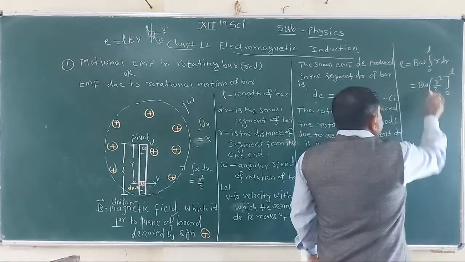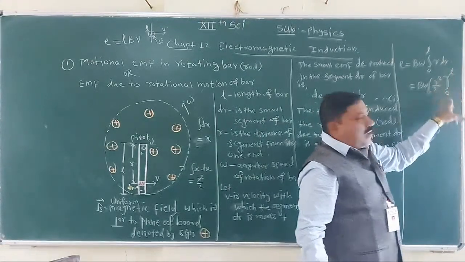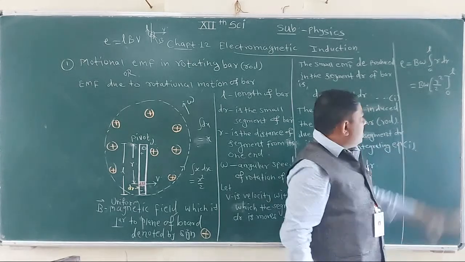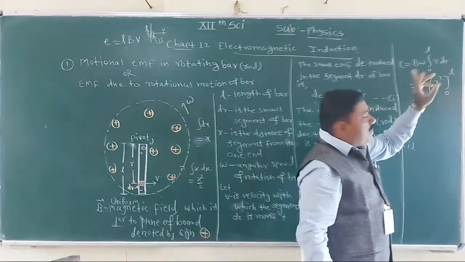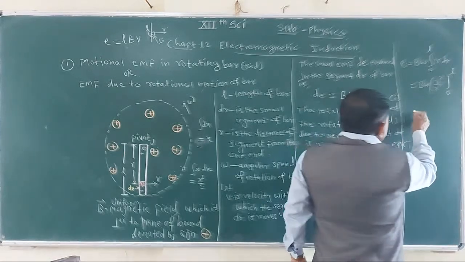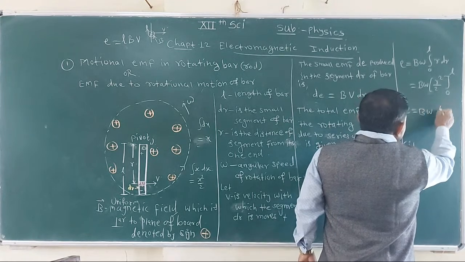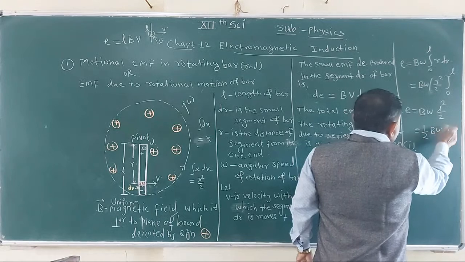कारण त्या इंटिग्रेशनचे लिमिट काय आहे? 0 to L. मग आपल्याला माहिती आहे सबस्टिट्यूट अपर लिमिट, सबट्रॅक्ट लोअर लिमिट. Lower limit is 0, so if you substitute that in place of R as 0, then you can get 0. So only you can substitute R as L. So you can get the formula as E is equal to B into omega into L²/2. So that is 1/2 B omega L square.